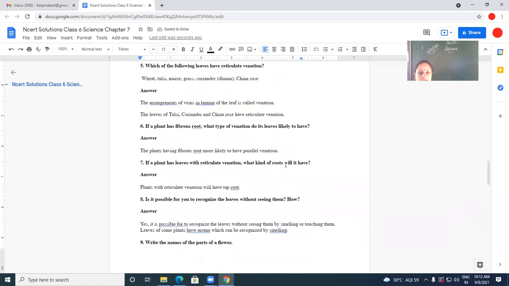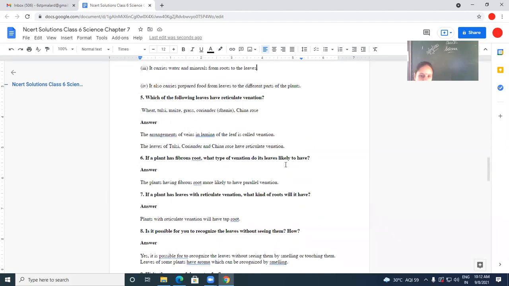Which is having reticulate venation. This one you will not do in the copy, okay? Only in the book. So the answer is, we don't have to write कि क्या होता है venation, वो हमें लिखने की जरूरत नहीं है. So we know that the leaves of tulsi, coriander and China rose, they have got reticulate venation, okay?